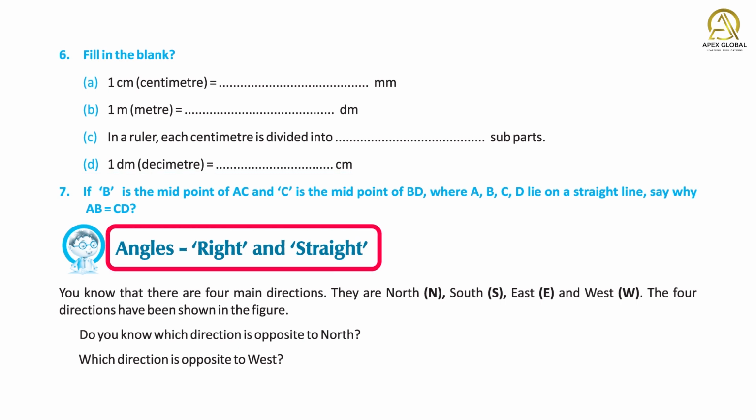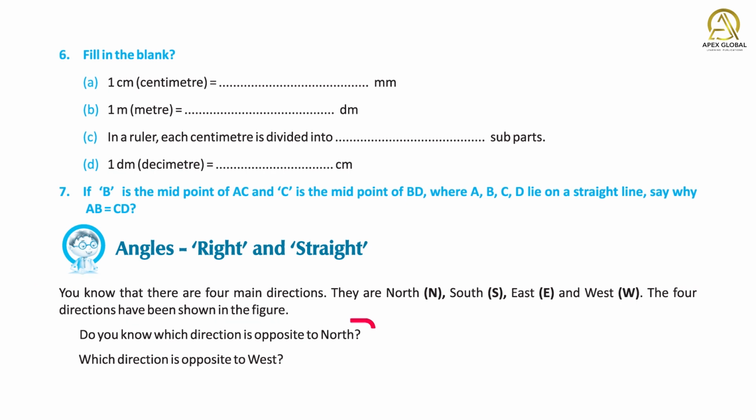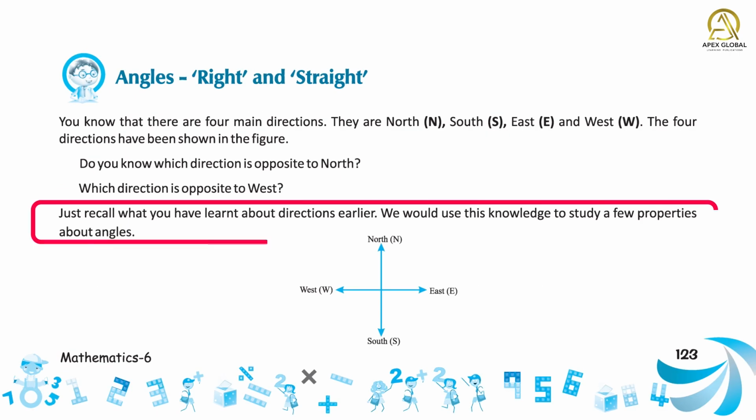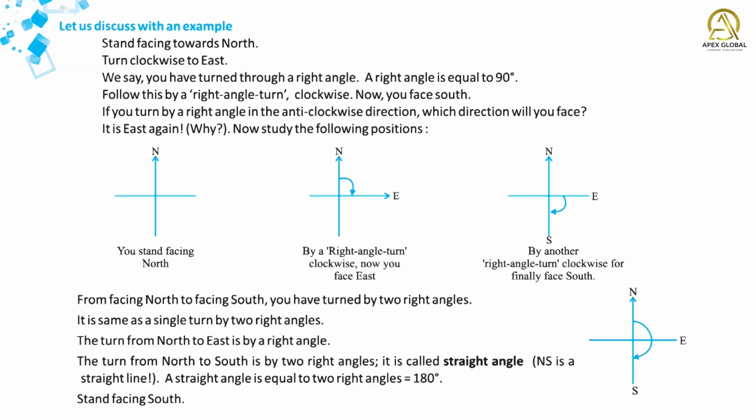Angles, right and straight. You know that there are 4 main directions. They are north, south, east and west. The 4 directions have been shown in the figure. Do you know which direction is opposite to north? Which direction is opposite to west? Just recall what you have learnt about directions earlier. We would use this knowledge to study a few properties about angles. Let us discuss with an example.